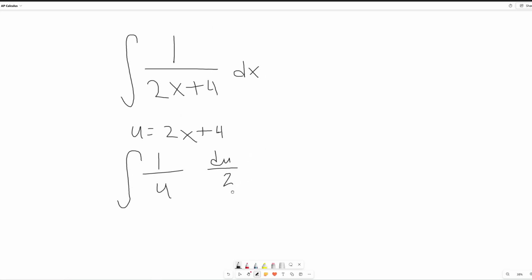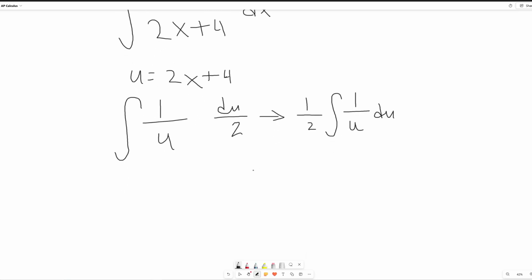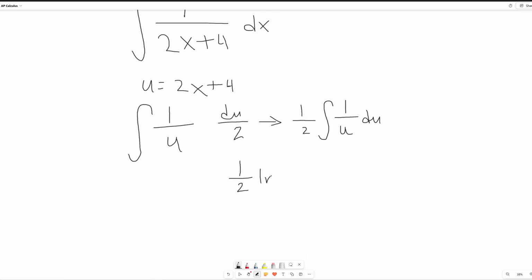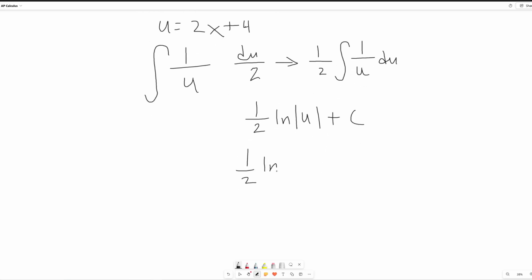Remember what I said about constants though? This is 1/2. So this can actually just be moved out. 1/2 integral of 1 over u du. Now, the integral of 1 over x is ln of x. So, the integral of 1 over u is ln of u. Absolute value of u, I should say. So is this our answer? Almost, but remember, you need to plug in your 2x plus 4, because this is our u. You need to plug this back in. So our actual answer is 1/2 ln 2x plus 4 plus c.